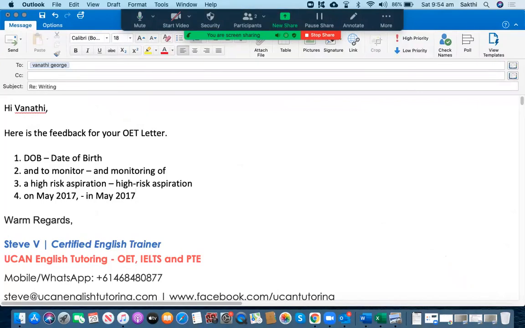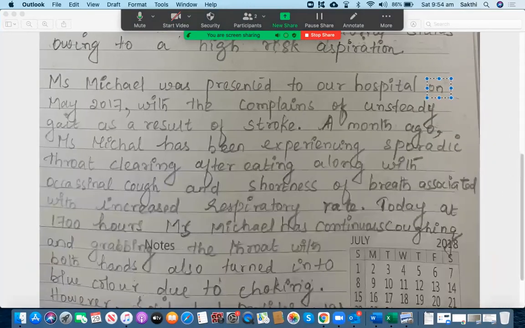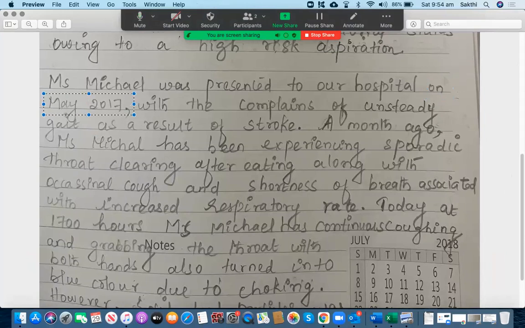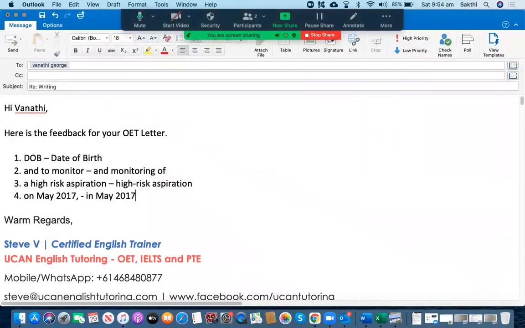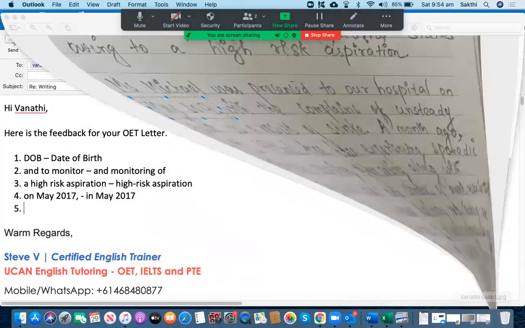All right, and let's see whether the comma is correct or not. You don't need to place a comma here. If you use this phrase in the beginning of a sentence, say for example, in May 2017, comma, Miss Michael was presented to the hospital with the complaints of, then that's correct. But this one is not correct. You don't need to place a comma here. When you write it in the beginning, then you have to, otherwise you don't need to, because with the complaints of go together without any punctuation marks in between. So the comma needs to be removed as well.